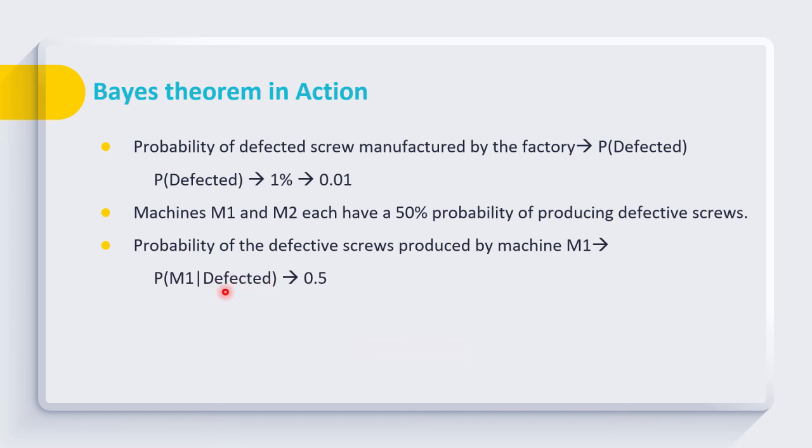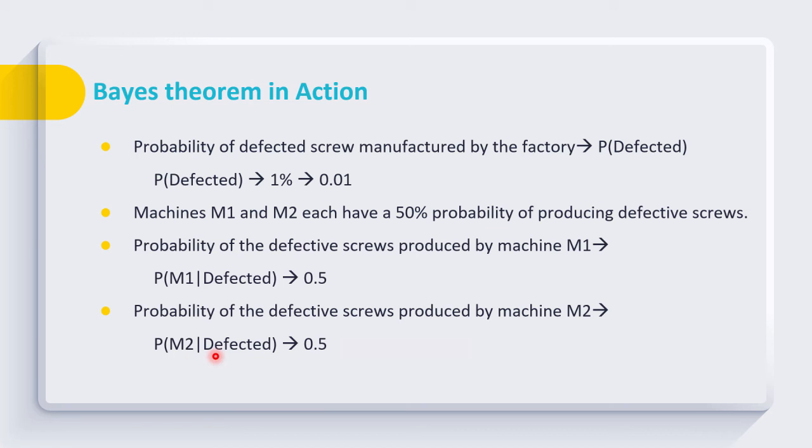So we know that the screw is defective, but we have to find out that if it is defective, then what is the probability that it belongs to M1. And as mentioned here, we have a 50% probability that it belongs to M1. So this will be 0.5. The same way, the probability of defective screws from machine M2 will be P of M2 given defective. So we know that the screw is defective and we want to check whether it belongs to M2 or not, and then its probability is 50%, which is 0.5. So all these are the given probabilities in this example.